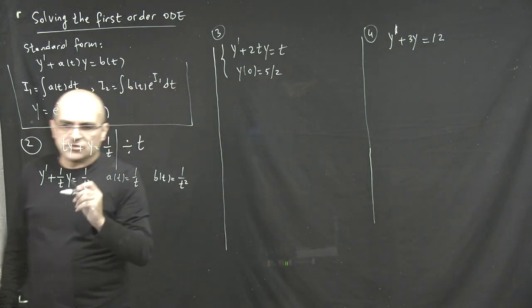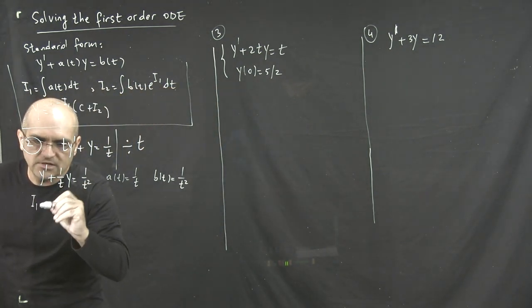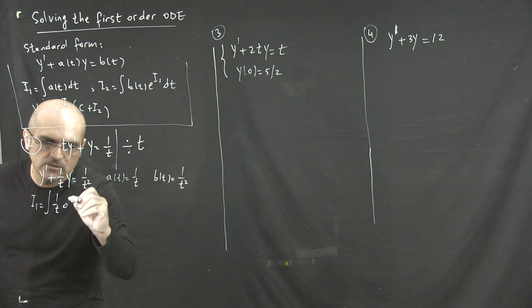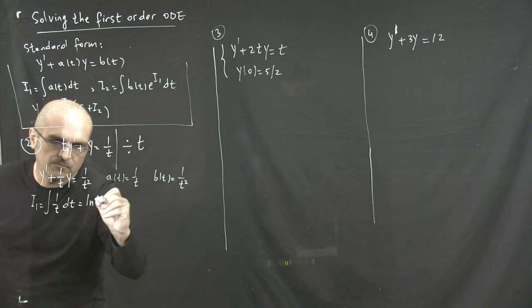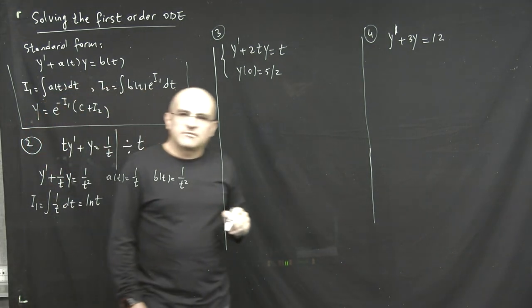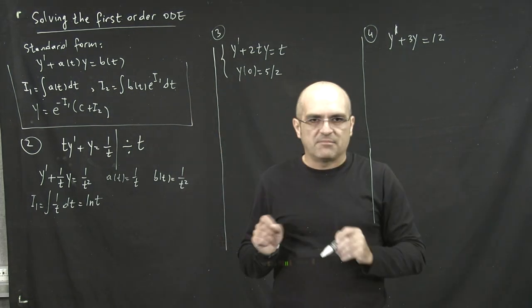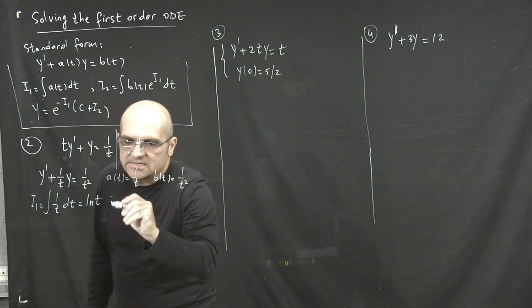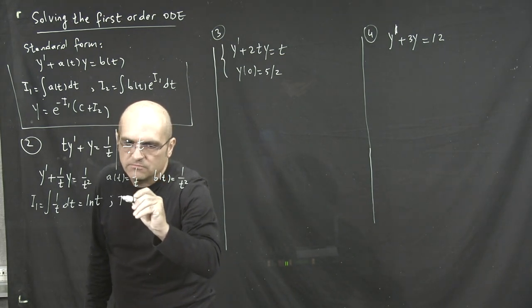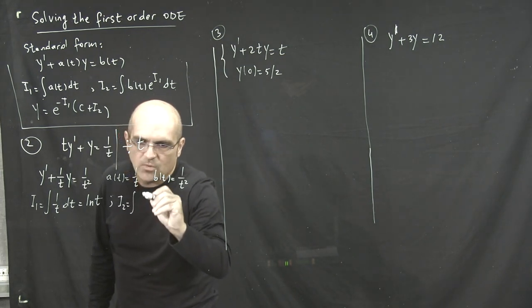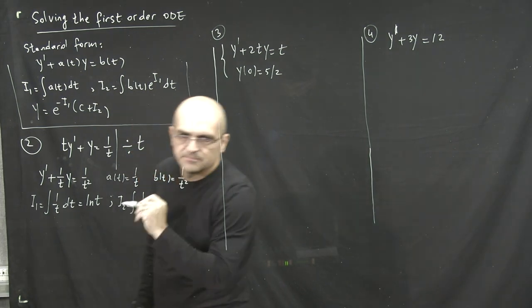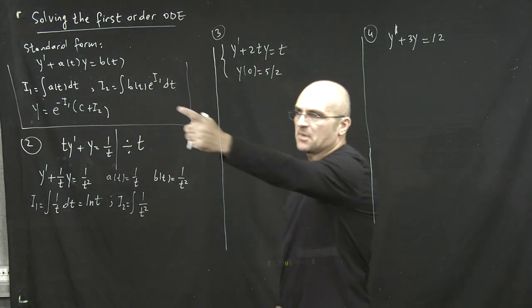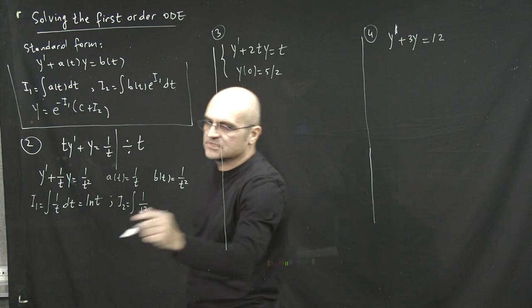So let's compute the two integrals. I1 is the integral of 1 over t, which is the natural log of t. And be careful when you have natural logs, because you must simplify them correctly. We'll get to that in a minute. And the second integral, I2, is the integral of 1 over t squared, which is b of t, times e to the I1, which is e to the ln of t.